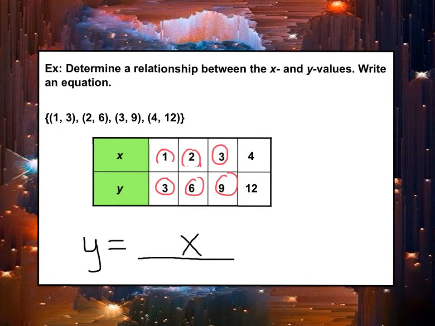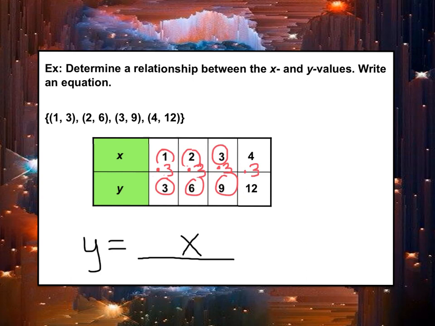Let's try multiplying. Maybe if I multiply 1 by 3, I can get 3. So multiply by 3, I would get 3. If I multiply 2 by 3, I would get 6. That's good. And that's multiply. I shouldn't be drawing a big X. It looks like a variable, just written the wrong way. Let's put the little dot. There we go. Multiply by 3. If I multiply 3 by 3, I get 9. And if I multiply 3 by 4, I get 12. So that's my rule. I need to multiply by 3, and I can create an equation for the relationship between the X and Y values.